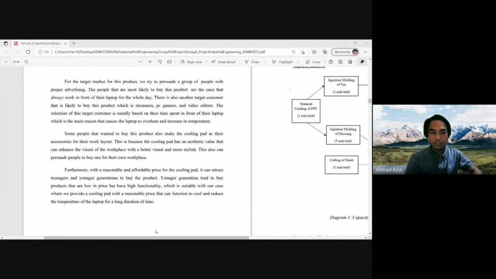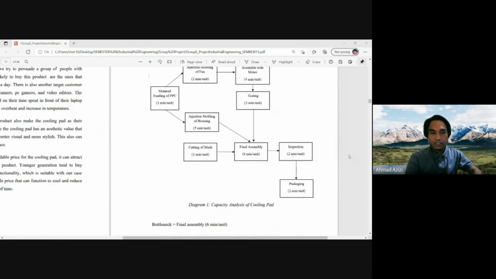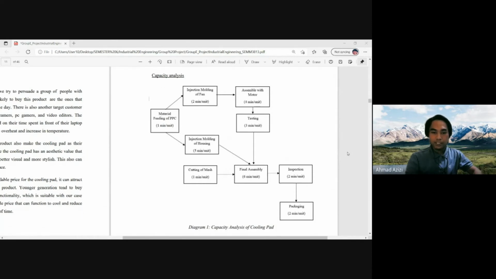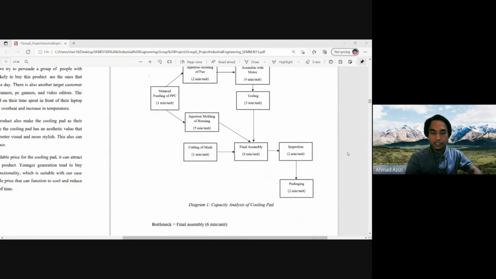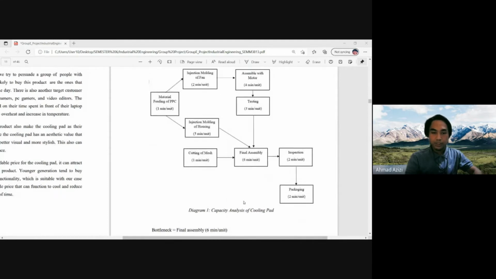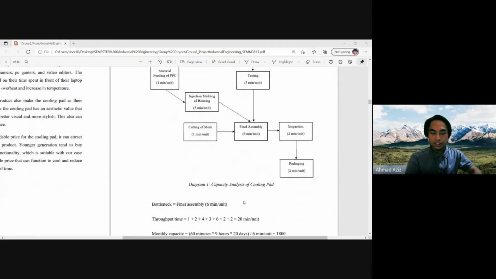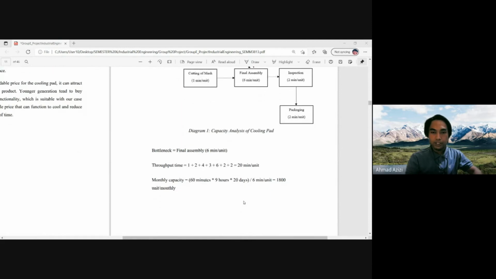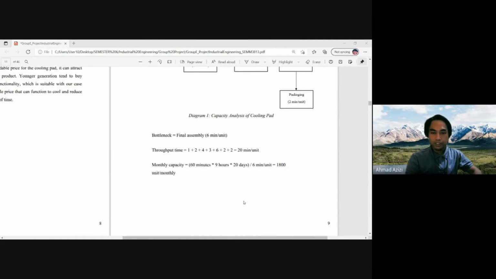Next is the capacity analysis for this product. Based on the observation that we have done, the bottleneck for the production of this product is the final assembly, which has the highest duration, which is 6 minutes. Next is the throughput time for this production, which is 20 minutes, where we include all the duration times in the critical path.